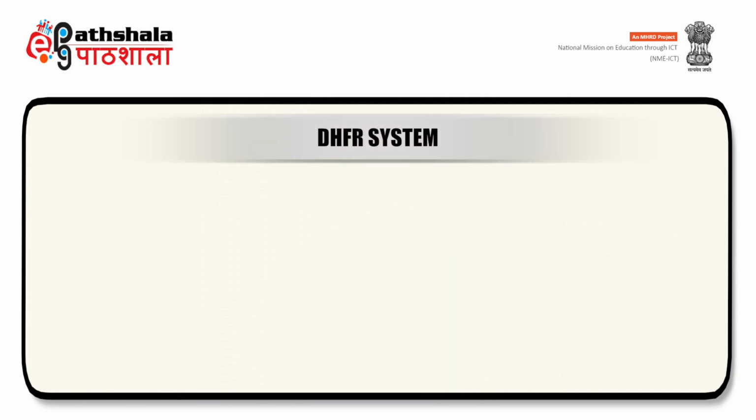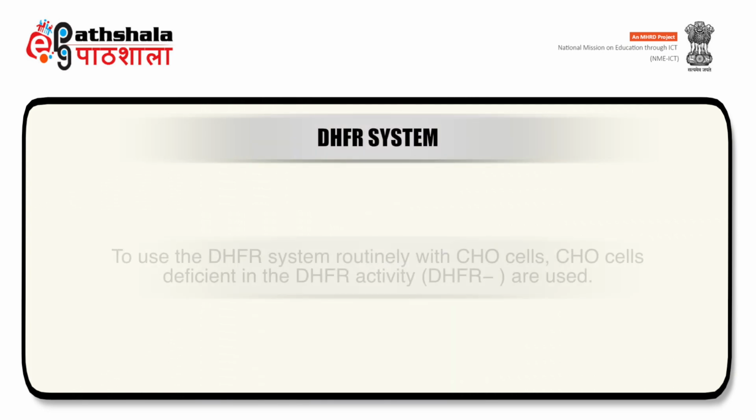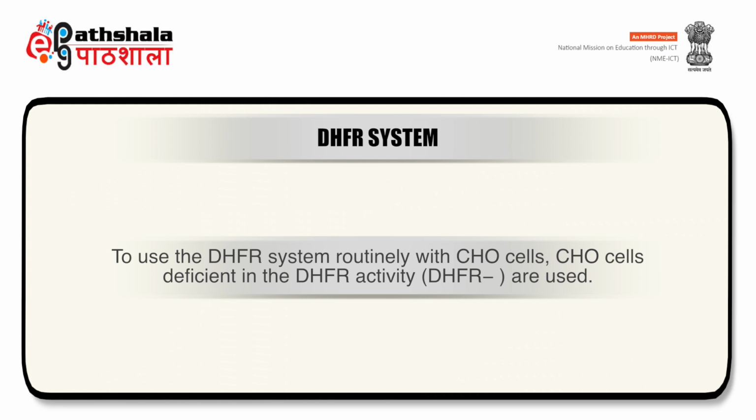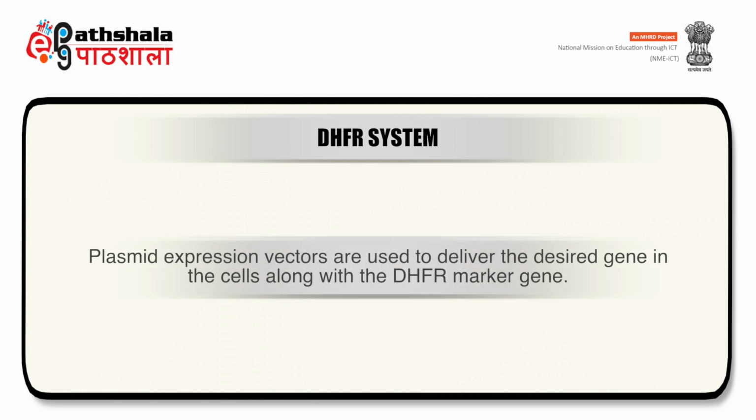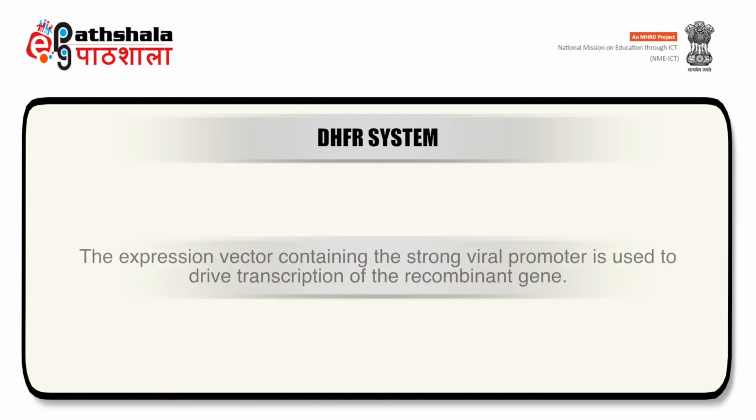The first system is the DHFR system. To use the DHFR system routinely with CHO cells, cells deficient in DHFR activity are used. Plasmid expression vectors are used to deliver the desired gene into the cells along with the DHFR marker gene. The expression vector containing a strong viral promoter is used to drive transcription of the recombinant gene.